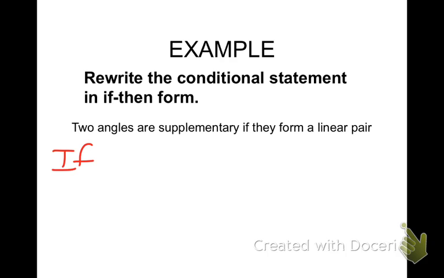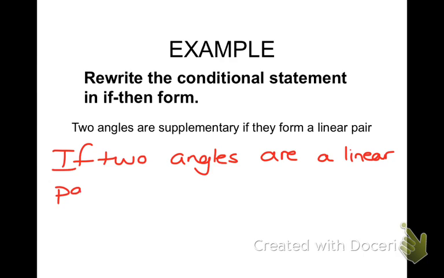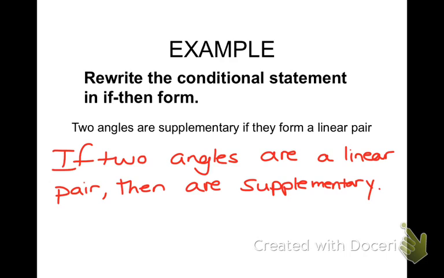So if two angles are a linear pair, then they are supplementary. That's always going to be true. If I have angles that are a linear pair, they will always be supplementary. If I have angles that are supplementary, they may not always be a linear pair. Because you can just have two random angles that would add up to 180 degrees. Missing my they. Then they are supplementary.